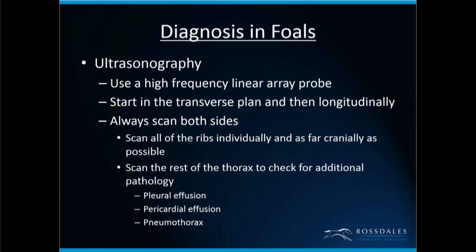The other thing is to scan the rest of the thorax to check for any additional pathology that may be a result of the rib fracture. Things we'll look for are pleural effusion, usually hemothorax, pericardial effusion, or sometimes we can see pneumothorax as well.